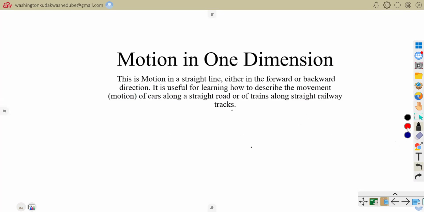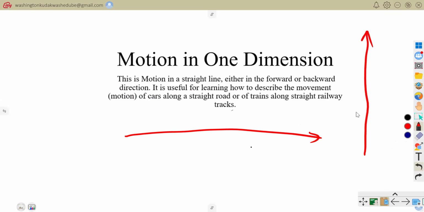So when we say motion in a straight line, you are either on the horizontal axis or on the vertical axis. You can see that if you go up or down, you are still in the same plane. If you go right or left, you are still in the same plane. So that is what we refer to as motion in one dimension.